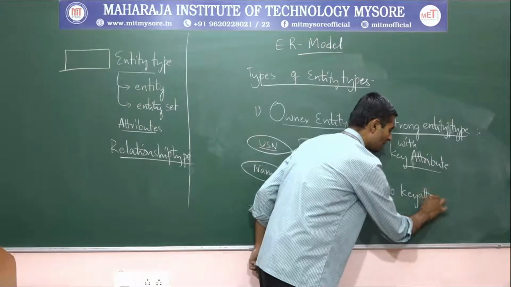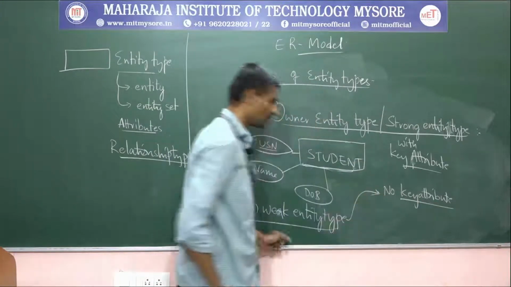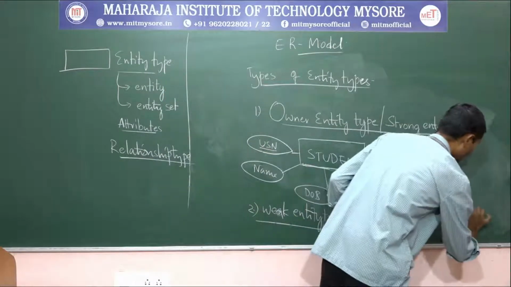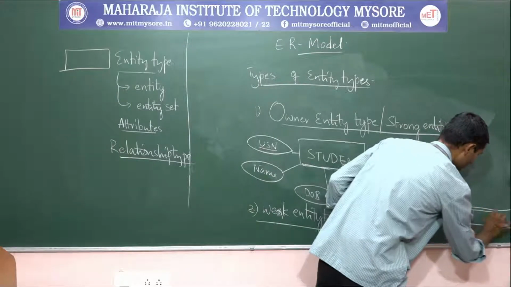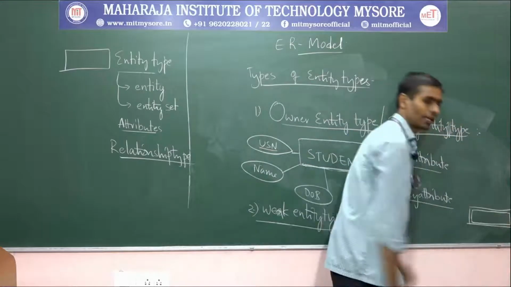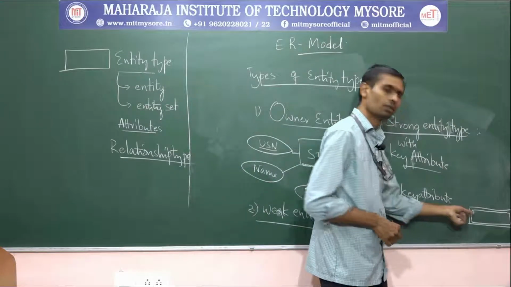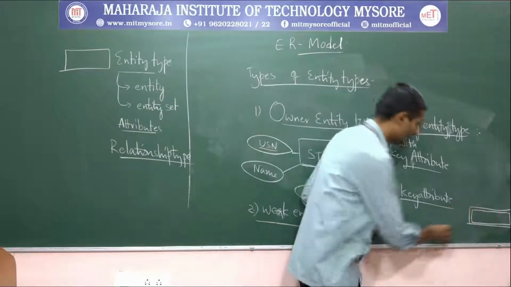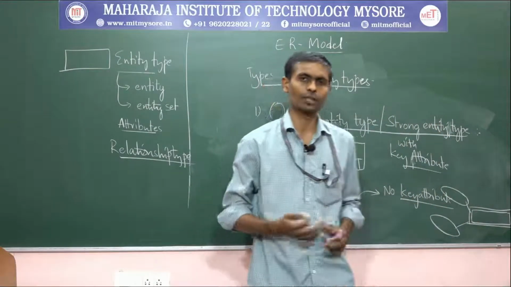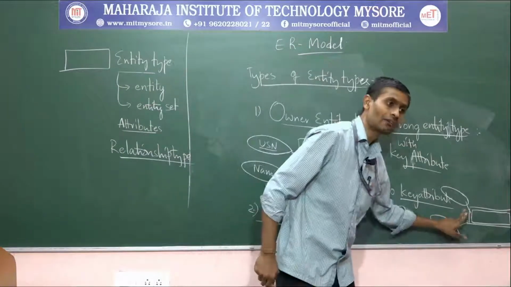If an entity type doesn't have any key attribute, then such an entity type we call a weak entity type. We always represent a weak entity type with the help of 2 concentric rectangular boxes, right? And we write a name for this weak entity type. It might have plenty of attributes, simple, single-valued, derived, composite, any kind, but it doesn't have any key attributes.